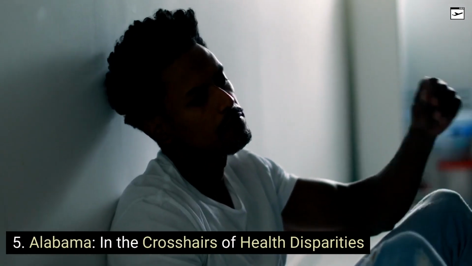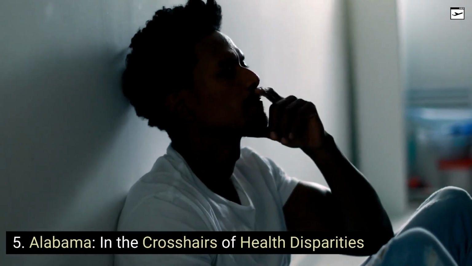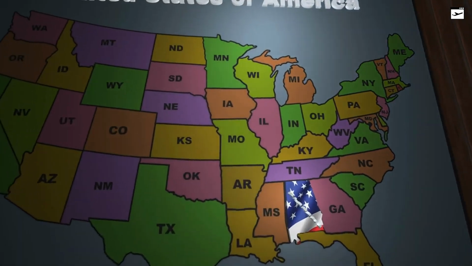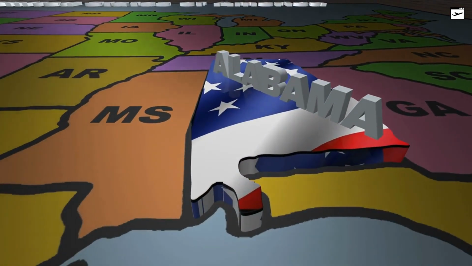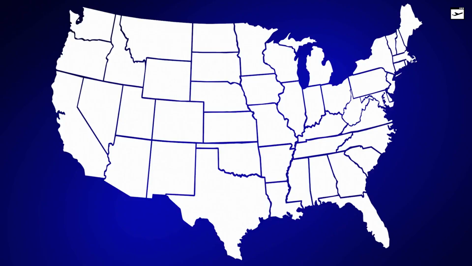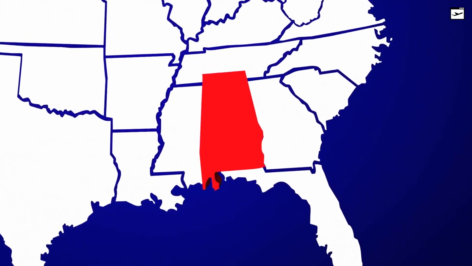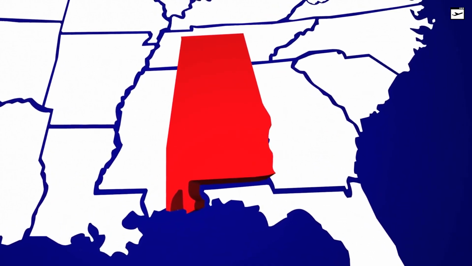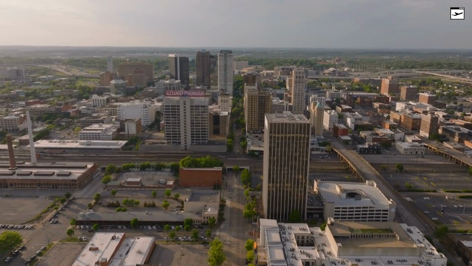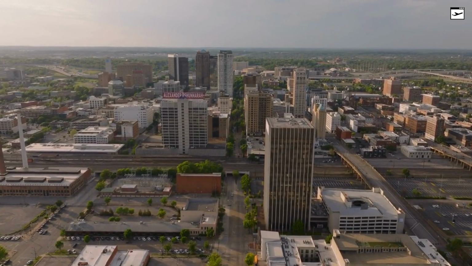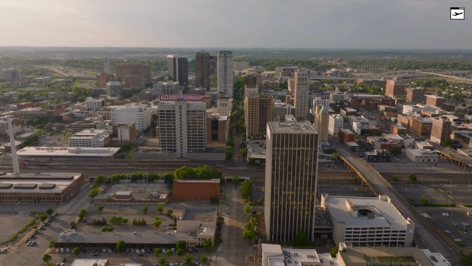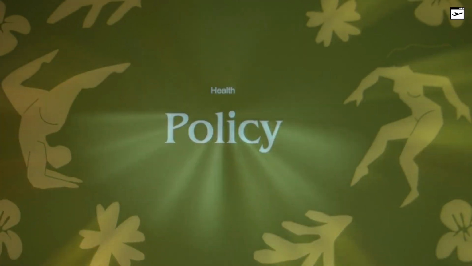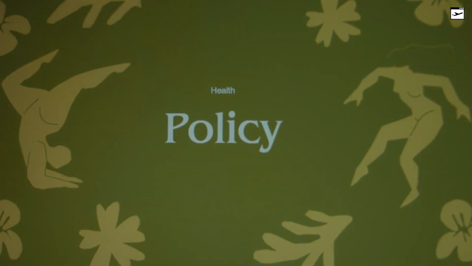5. Alabama. In the crosshairs of health disparities, Alabama reports a death rate of 1,367 per 100,000, illustrating the persistent health disparities within its borders. Similar to its southern counterparts, Alabama grapples with significant cardiovascular and respiratory health issues. The state's efforts must focus on improving healthcare infrastructure and promoting healthier lifestyle choices. Collaborative endeavors between policymakers and community leaders are imperative to drive meaningful change.